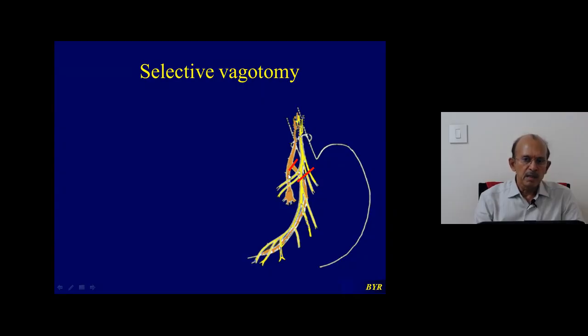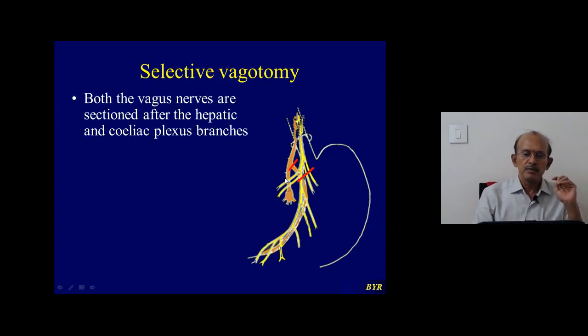So you leave the celiac plexus branch intact and transect only the nerve of Latarjet. That means the nerve supplying the stomach only is cut, both the anterior one as well as the posterior one. With that, you are preserving the hepatic innervation as well as the celiac plexus innervation. So the motility of the intestines is maintained. That is why there is no question of any dyspepsia or indigestion or flatulence or diarrhea. You are selecting the vagus branches going to the stomach. That is why it's called the selective vagotomy.